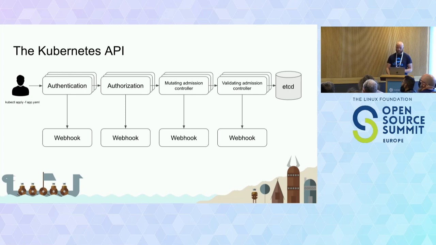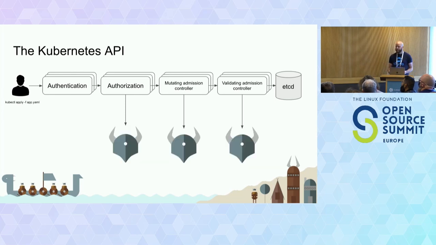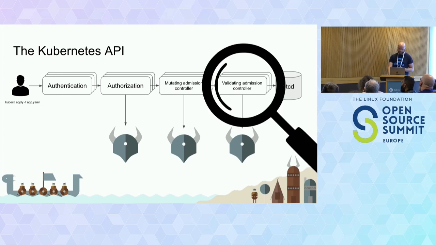But of course, for OPA, this is really what we're interested in, because we want to extend Kubernetes with our own rules. And again, if you paid attention, this is basically the policy decision model, right? You have a service that takes a request, and rather than making a decision of its own, it passes that on to OPA, and then has OPA make that decision.